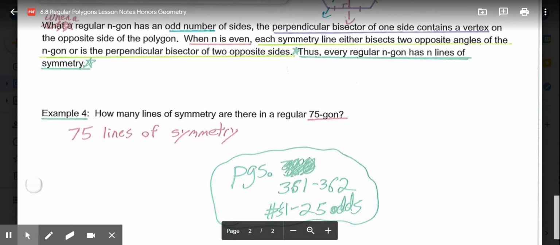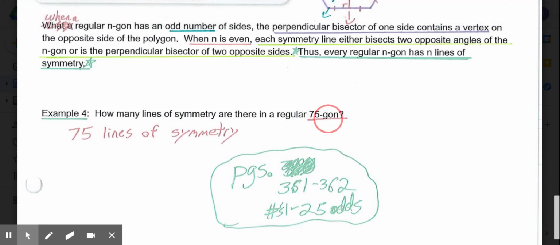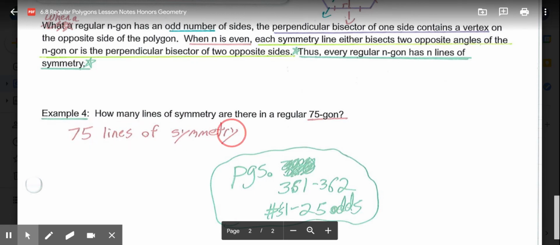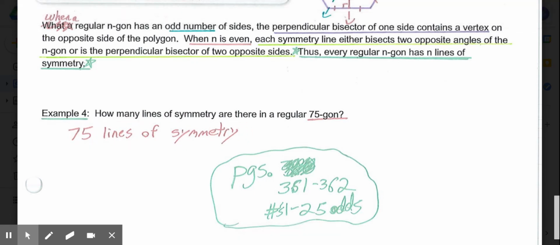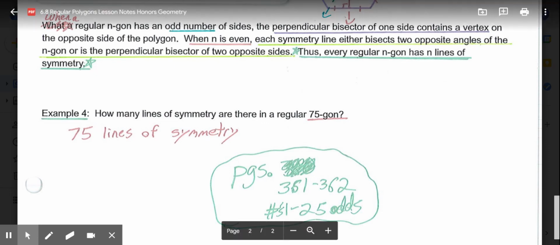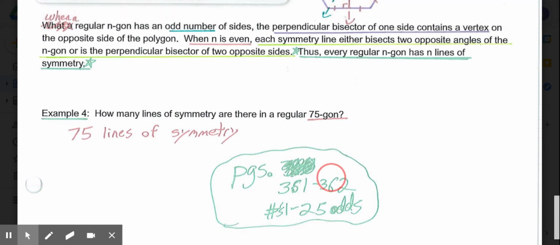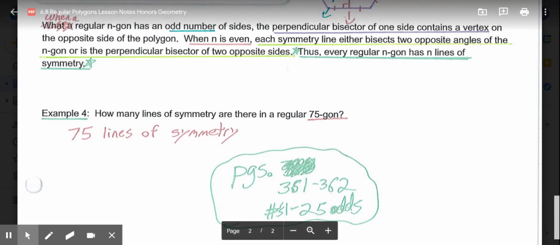So how many lines of symmetry are there in a regular 75-gon? Simply put, use this final line. There are 75 lines of symmetry. If it's a regular 30-gon, 30 lines of symmetry. So practice problems, page 361, 362, numbers 1 to 25 odds.